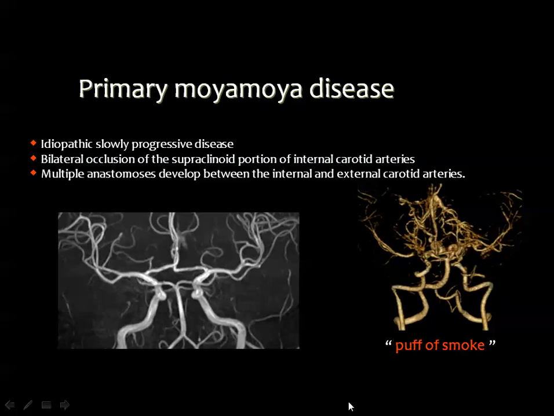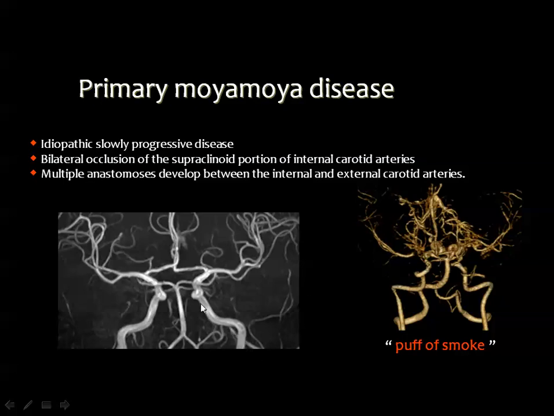Finally, we came to the Moya-Moya disease, and Moya-Moya disease, by definition, is an idiopathic, slowly progressive disease affecting the supraclinoid portion of the internal carotid arteries. This disease is of unknown etiology, resulting in marked narrowing or even complete obstruction of the supraclinoid part of the internal carotid artery. And you know, this is the normal carotid MR angiogram.